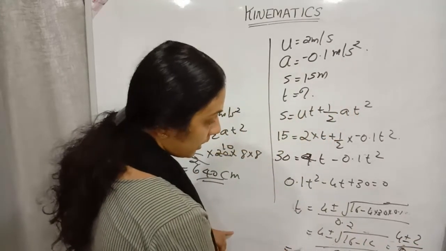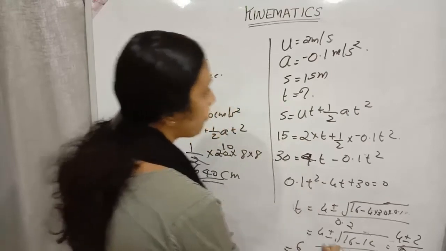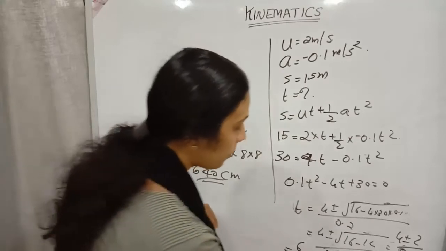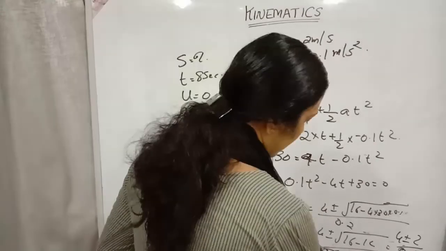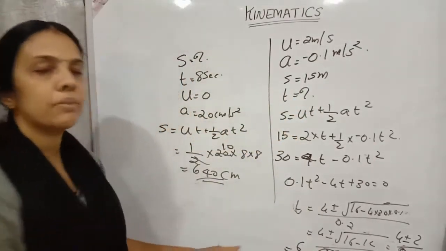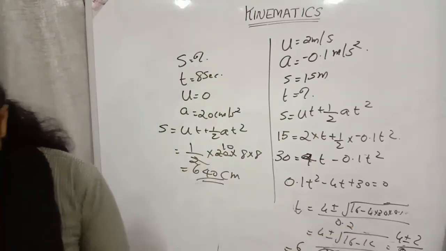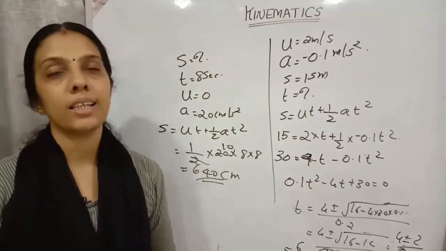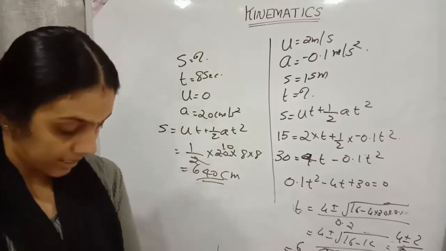So two options are given, 6 divided by 0.2 or 2 divided by 0.2. Here 2 divided by 0.2 gives 10 seconds, and 6 divided by 0.2 gives 30 seconds. Both we are getting, but how can we choose which one is the correct answer? Here the question says the first time at which the particle is 15 meter from the starting point. So it is at 10 seconds. So the answer is 10 seconds.